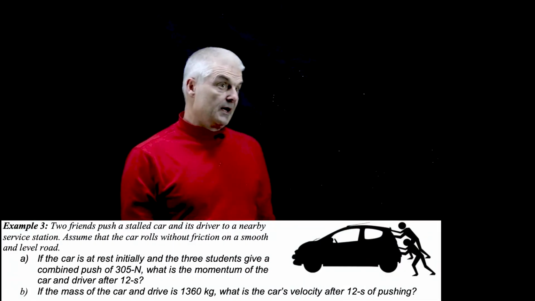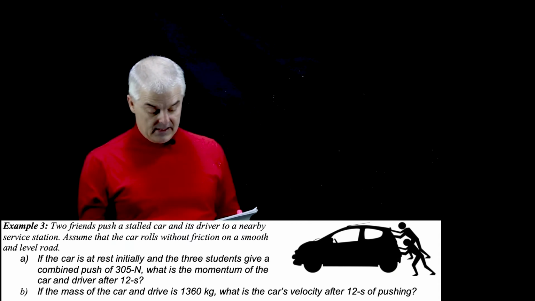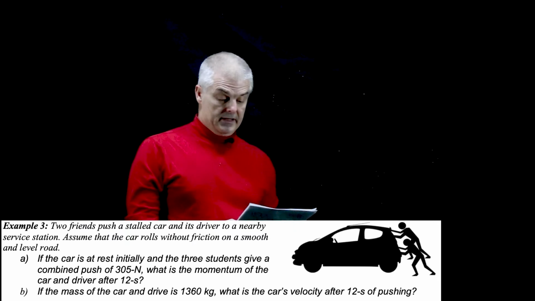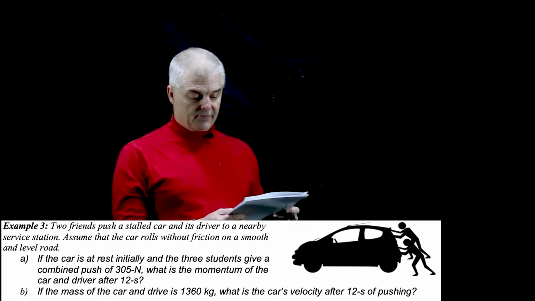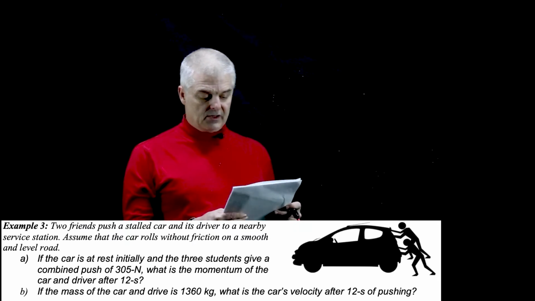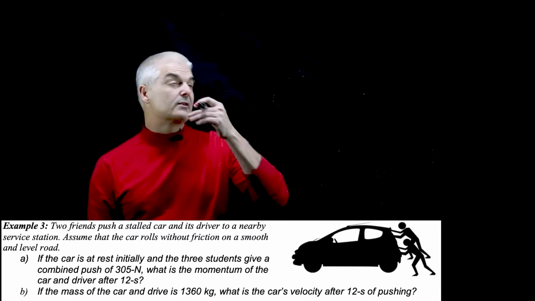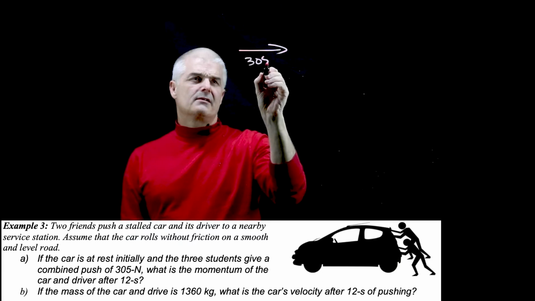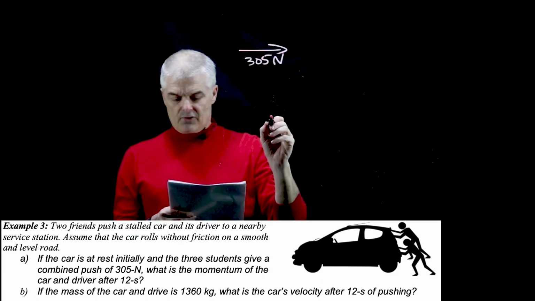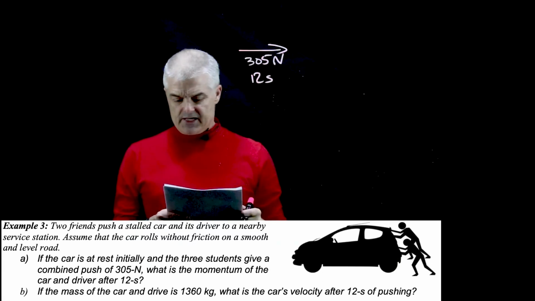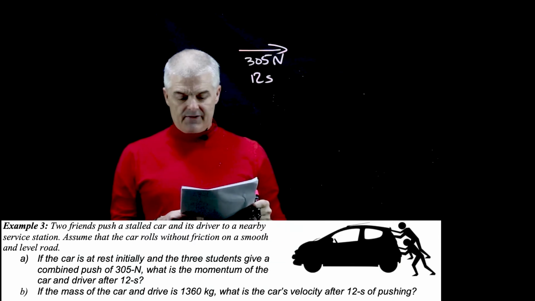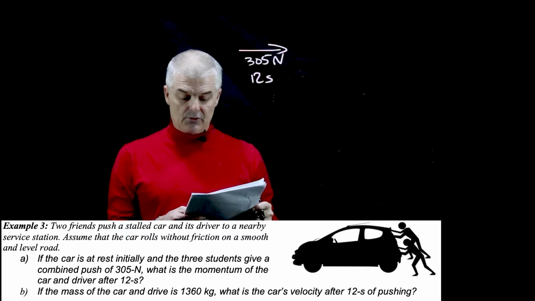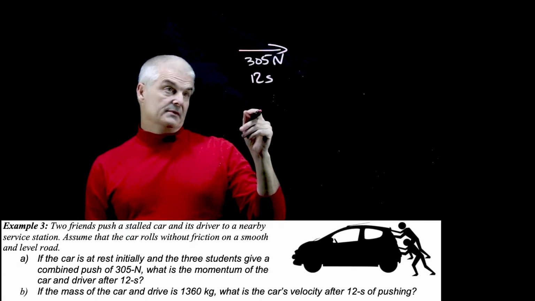Let's do one more example, and then we're going to talk back about our helmet. So we got the two friends pushing the car, right? And assuming the car rolls without friction on a smooth surface, the car is at rest initially. The three students give a combined push of 305 newtons. So the push is 305 newtons for a total of 12 seconds. What's the final velocity of the car is basically what it's asking. Well, first of all, let's find what its momentum is.